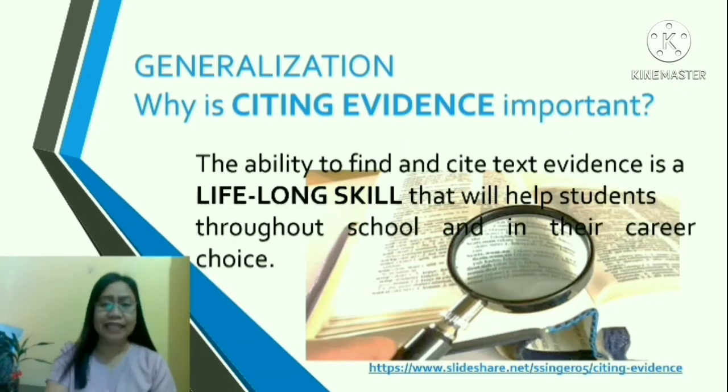Okay. The ability to find and cite text evidence is a lifelong skill that will help students throughout school and in their career choice. When you say lifelong skill, it includes interpersonal skills, creativity, problem solving, critical thinking, leadership, reflection, adaptability, and much more. And this lesson actually helps you to be critical thinkers. So, citing evidence is really important.